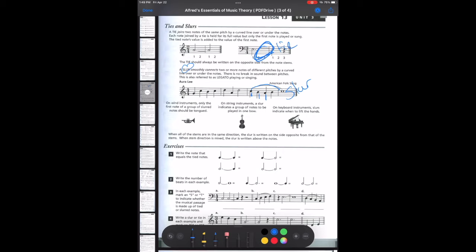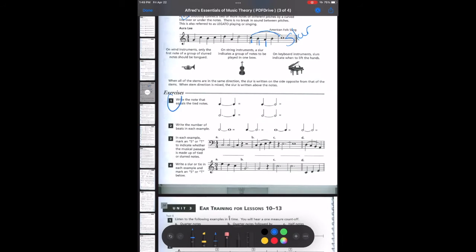All right, so let's get down to the bottom stuff. Number 1, it says write the note that equals the tied note. So here's another math time. That's 1 beat, that's 1 beat. 1 plus 1 equals 2, because the tie added them together. The note that equals 2 beats is a half note. So I draw a half note. That looks like a lollipop upside down.